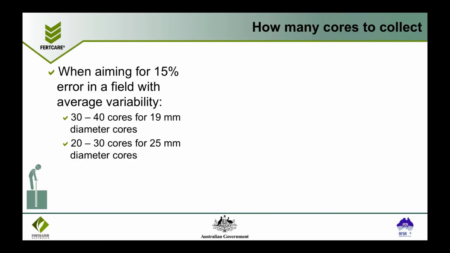So how many cores should be collected? This is some summary information here from the fit for purpose soil sampling guide. And on average, when you're looking for plus or minus 15% area error in a field with average variability, you'd be looking for 30 to 40 cores if you're taking a standard pogo of 19 millimeters in diameter, or 20 to 30 cores if you had a 25 millimeter diameter pogo.